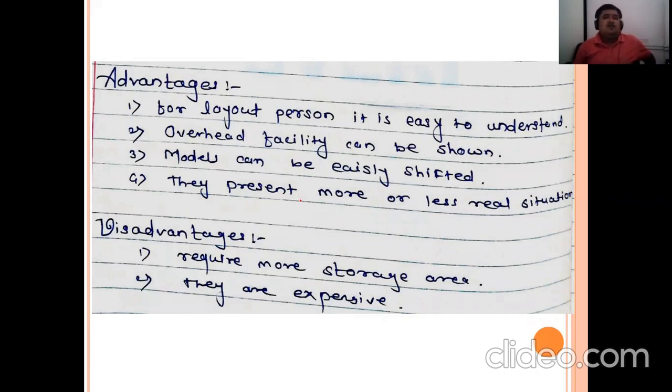Disadvantages: they require more storage area, and they are expensive. Model preparation is a little bit expensive because miniaturization is there, small parts, small details you have to maintain and show. So model building time is a little bit more, is it right? But it will give you the proper idea. That is the advantage, how the things are there, how the process is there. So that idea they give very well. But the time required is more, and they are a little bit expensive.